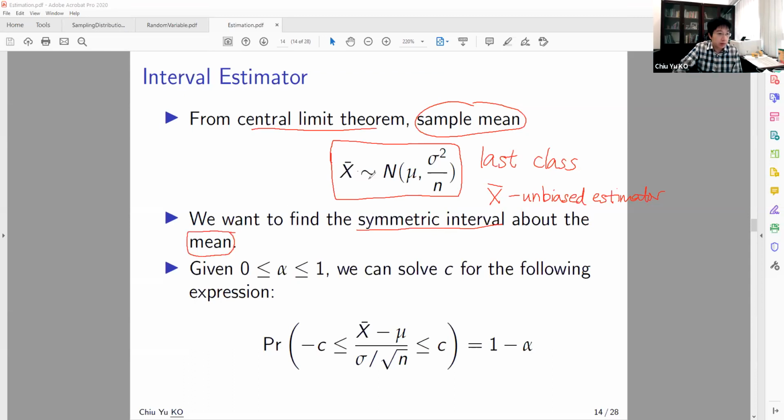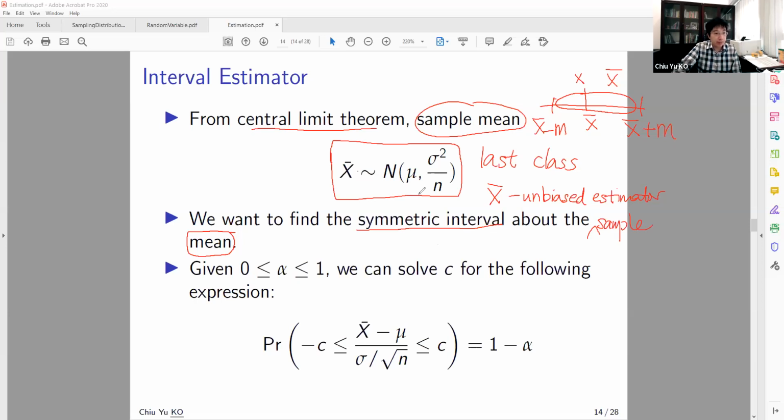Okay, symmetric about this sample mean. What we actually mean is, instead of giving a point, which is x bar, I want to give an interval which is symmetric about the sample mean, say x bar plus m and x bar minus m. Instead of guessing one point, I guess this interval about the sample mean. So what exactly do we want to say?